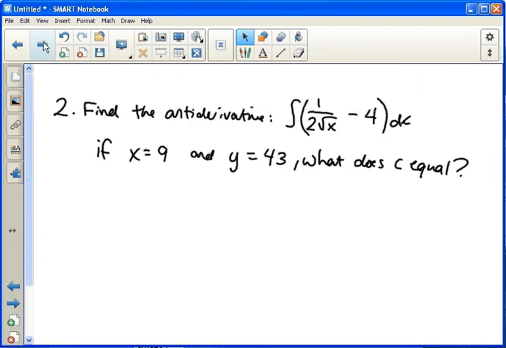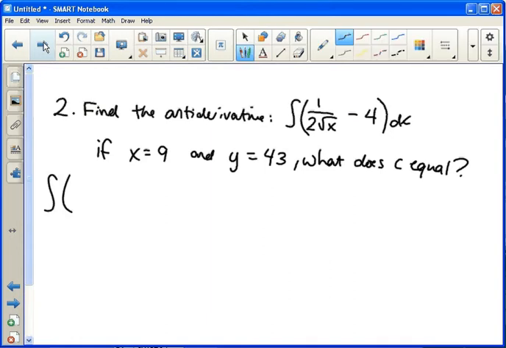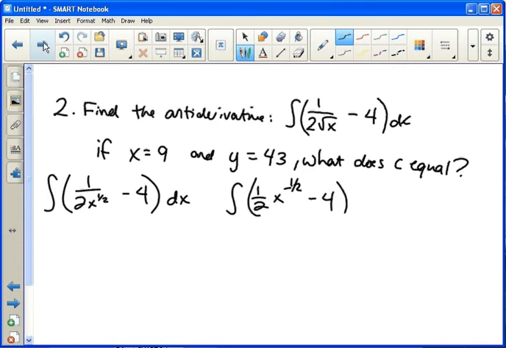It says find the antiderivative of 1 over 2 square root of x minus 4. If x equals 9 and y equals 43, what does c equal? Same process. I'm going to start by rewriting that before I take the antiderivative. Square root of x is the same as x to the 1/2. And then I'm going to bring that x to the 1/2 up top and make it 1/2 x to the -1/2.